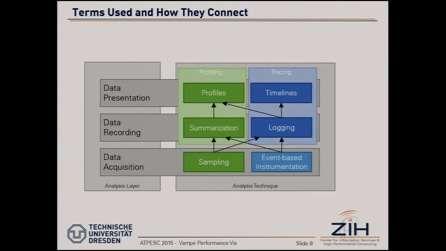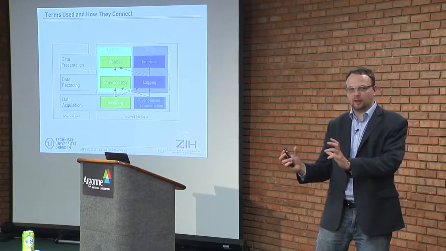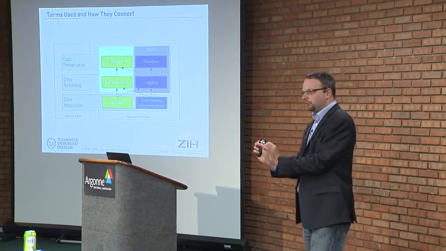And then if you look at the terms that are typically used, when you say profiling, you are on the left side. So you immediately summarize and you create profiles out of it. This is the flat profile approach. When you mean tracing, you typically mean you have an event log and you have timelines on top. The interesting part is how you actually acquired this data doesn't matter too much.